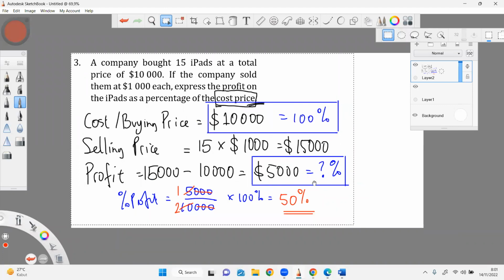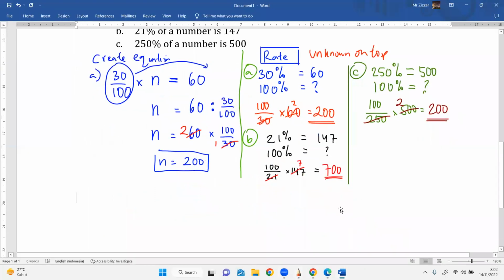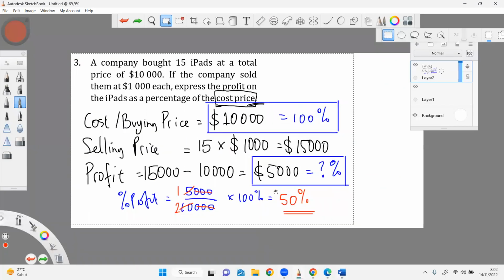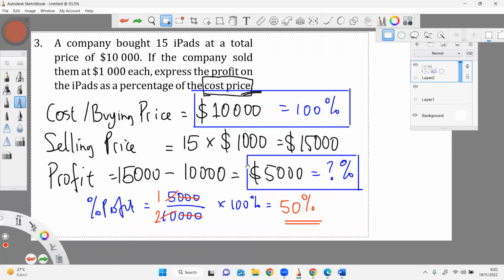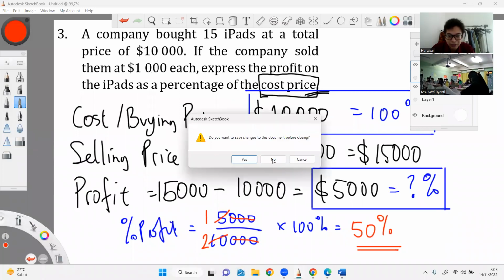Okay, next. Wait, yeah. Any questions so far? No, still simple. But if I ask you this, Sir, belum selesai di copy tadi, oh Sir. Belum copy, yeah, okay. Okay, let's do number 4.